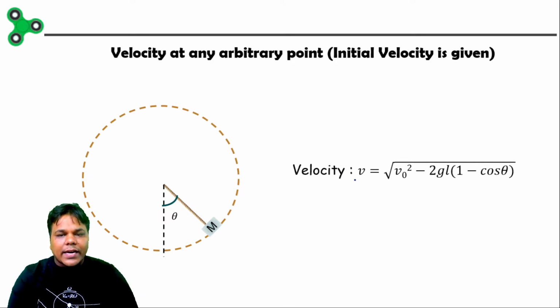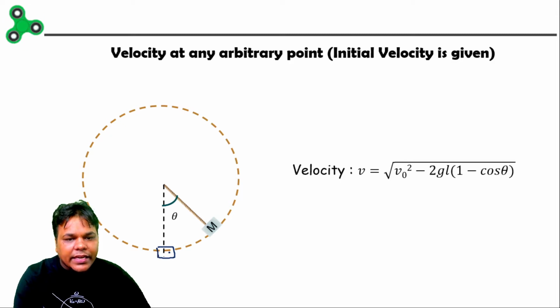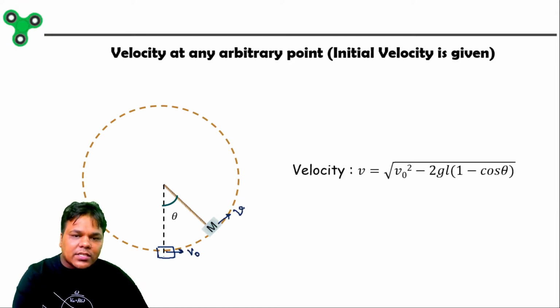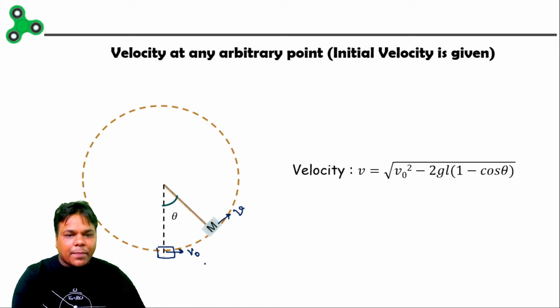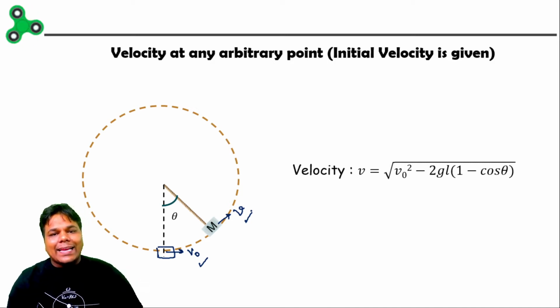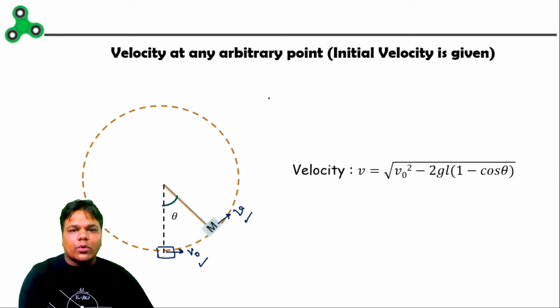Velocity at any arbitrary point. We need to calculate velocity at any arbitrary point if initial velocity is given. Initial velocity is v naught, and at this point, velocity is v. We need to calculate velocity at any arbitrary point. How can we calculate that? Let me tell you.